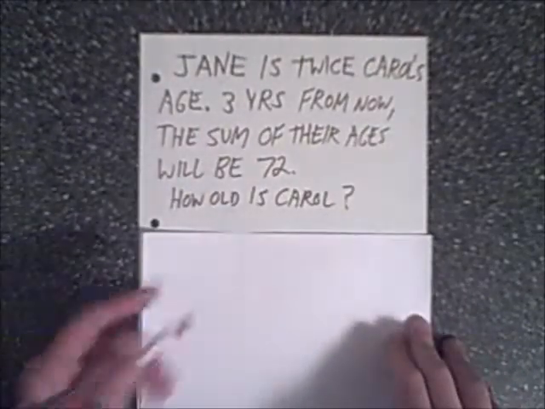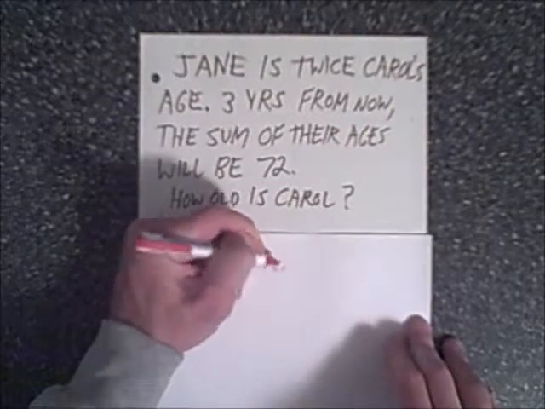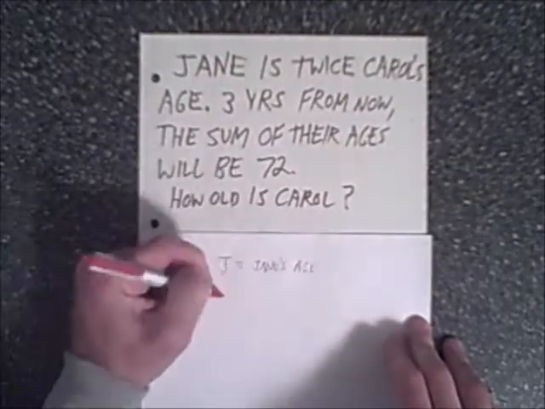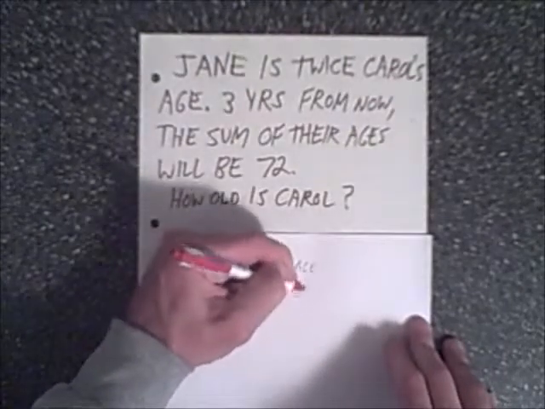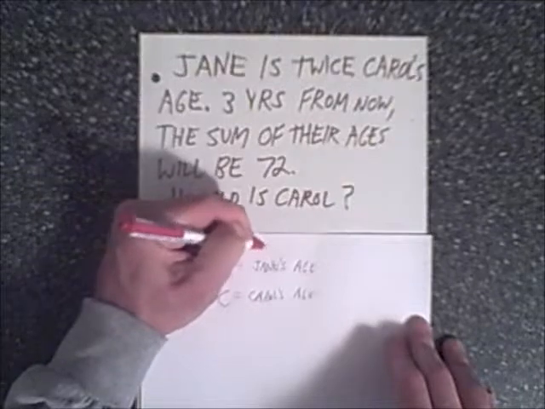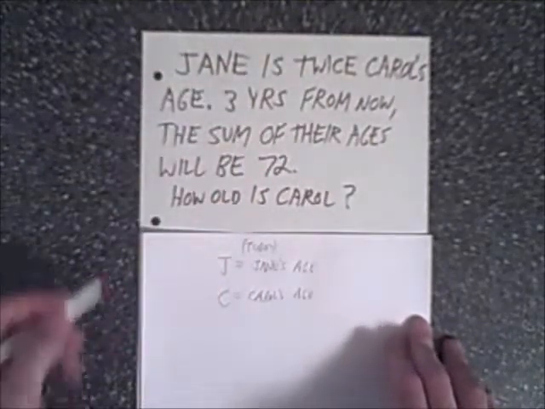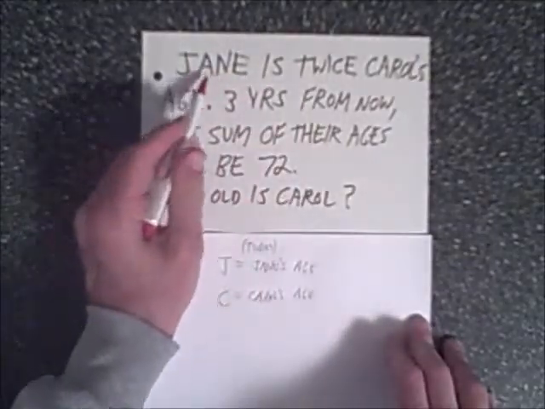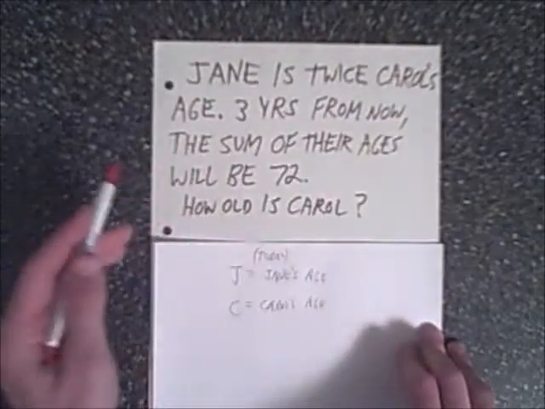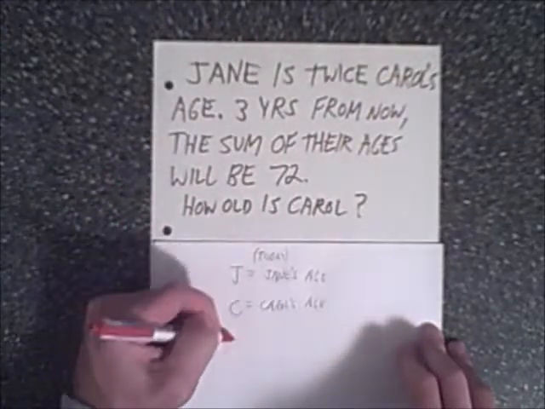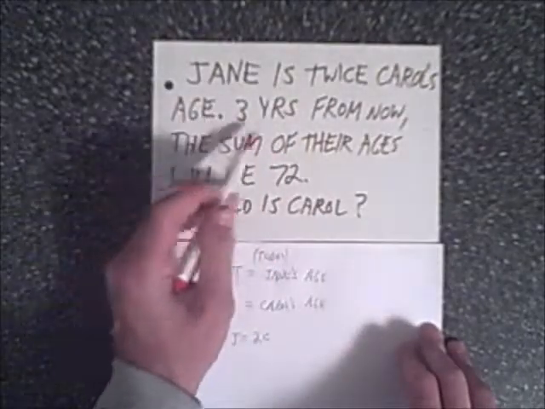Okay, so let's say J equals Jane's age, and we'll say C is Carol's age. Okay, this is today. Now, 3 years from now, we can even add that right now. Again, we're going phrase by phrase. Actually, let's go from the beginning, because that's always a good strategy. Jane is twice Carol's age today. So Jane is equal to 2C. Okay, so we covered that first phrase.